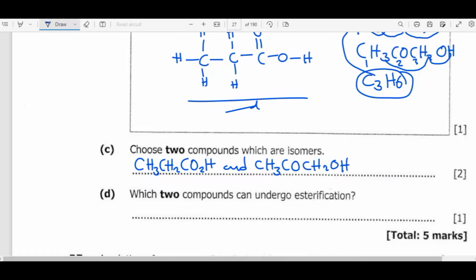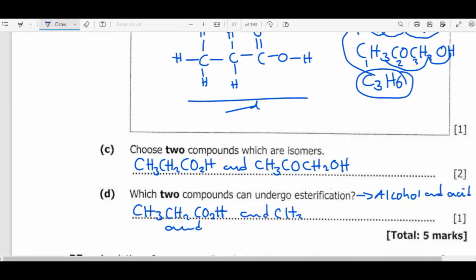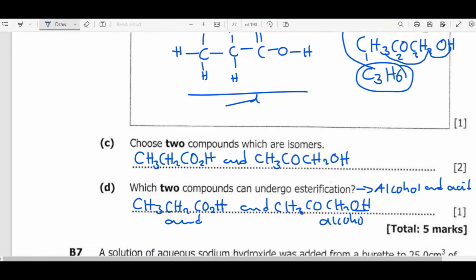Which two compounds can undergo esterification? So esterification is a reaction between an alcohol and an acid. So we just have to choose two reagents. One must be an alcohol, then the other one must be an acid. So we can even use the same that we've indicated here. So CH3, CH2, CO2H. This is an acid. And CH3, COCH2OH. Then this is our alcohol since there is OH. So that's what we can see.